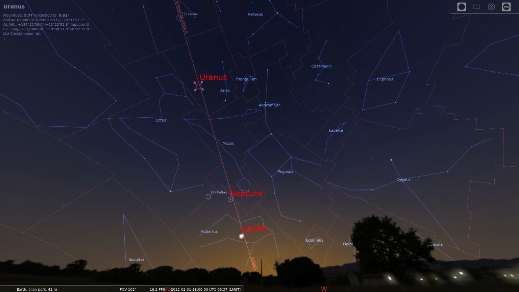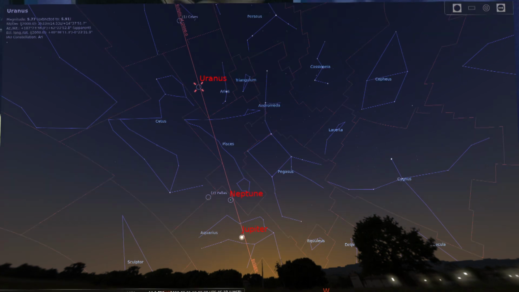Now, shortly after sunset on the 1st of February, we see Uranus in Aries, and we're looking at Uranus with binoculars, and it sets around midnight. Also here are Neptune and Jupiter in Aquarius, much closer to the Sun. Jupiter has superior conjunction coming on March 5th, which is real soon, while Neptune is also lost behind the Sun on March 13th. Note Ceres above Uranus and Neptune to the right of Pallas.